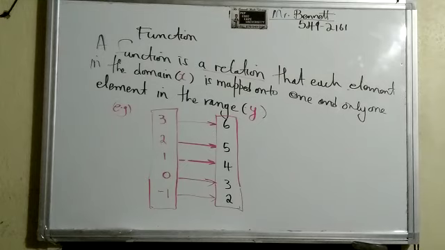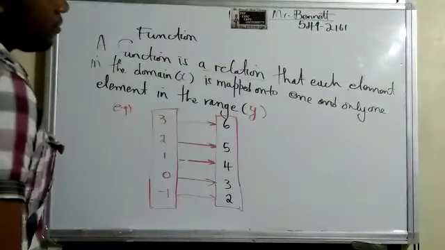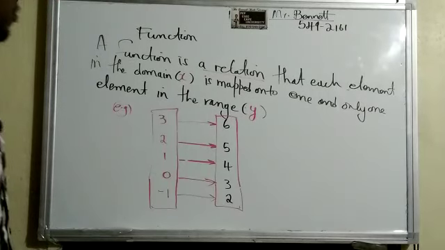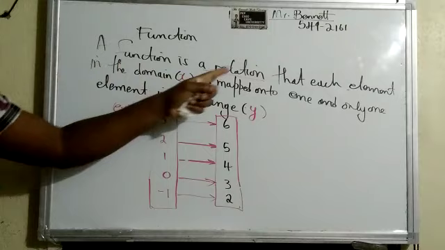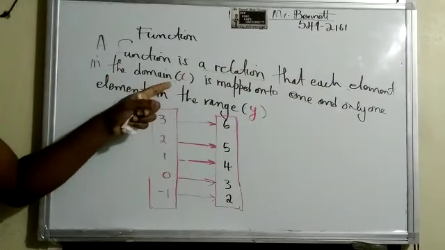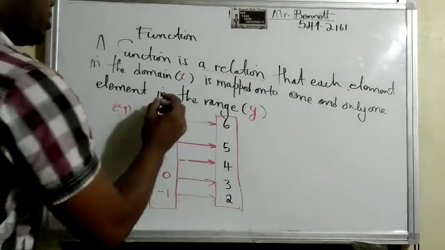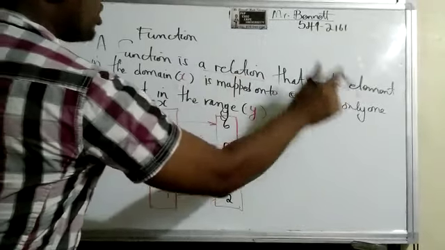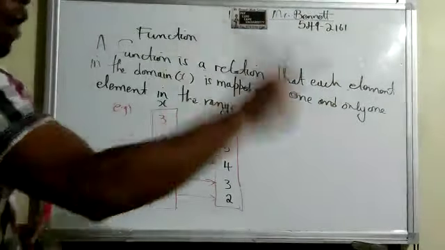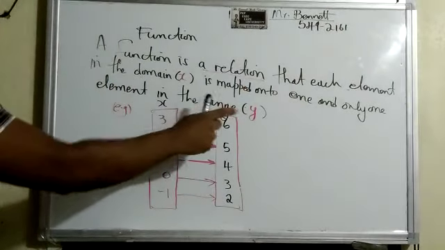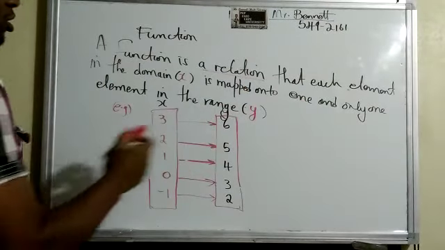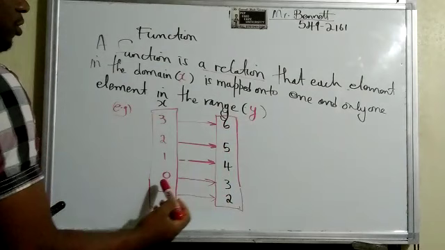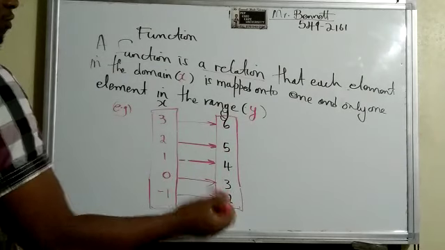So this is not the main thing, this is a revision. This is basically the definition of a function. We say a function is a relation in which each element in the domain, and we know the domain is the x, so right here would be the x, is mapped onto one and only one element in the range, and the range is the y value. And as we can see, 3, 6, 2, 5, 1, 4, 0, 3, negative 1, 2.